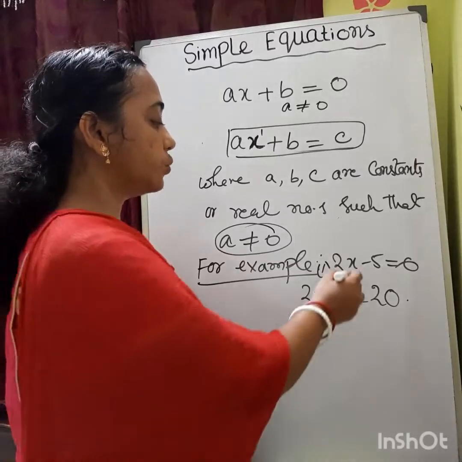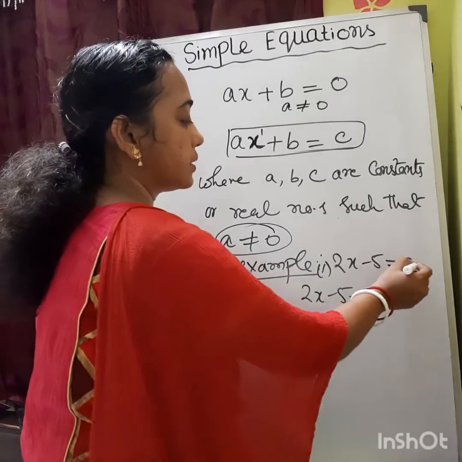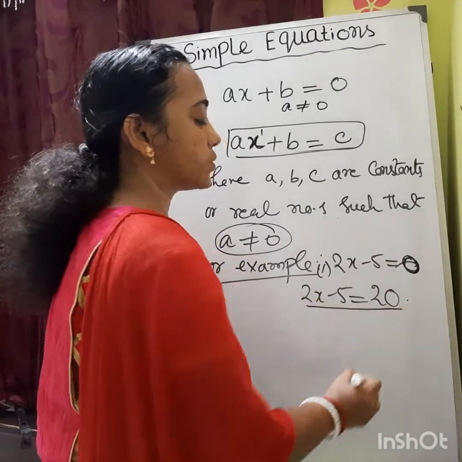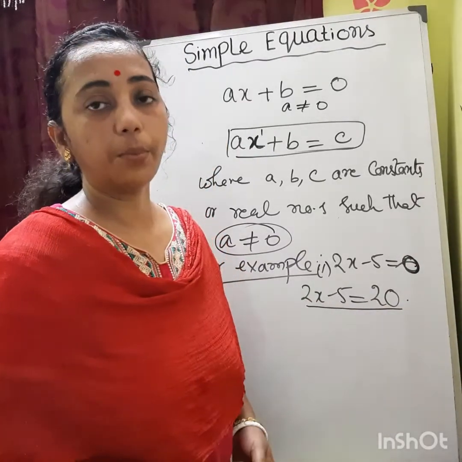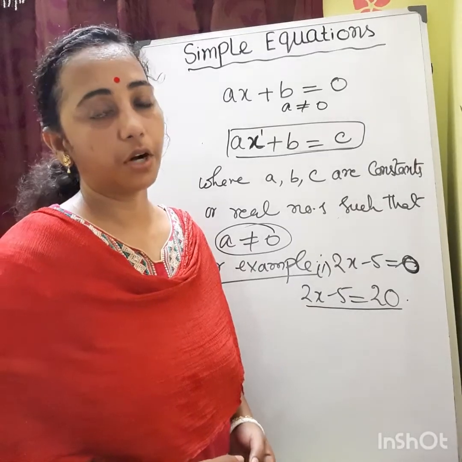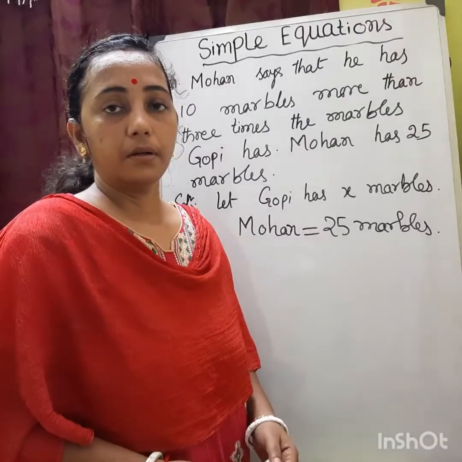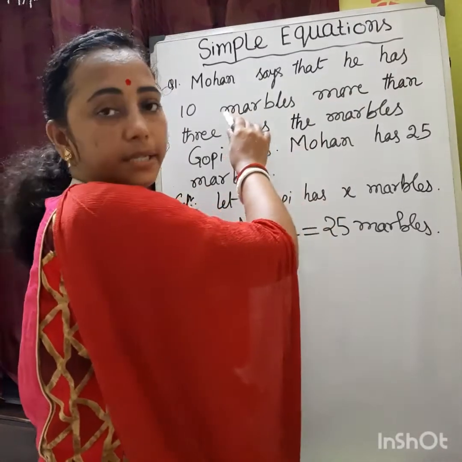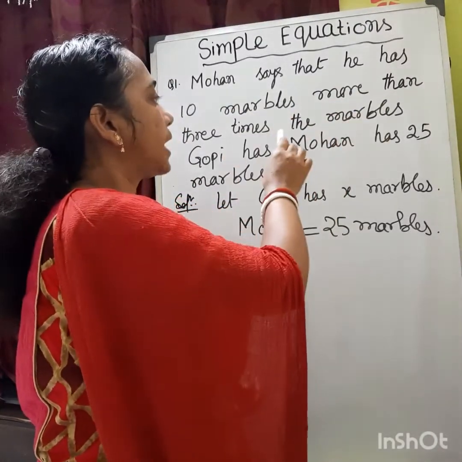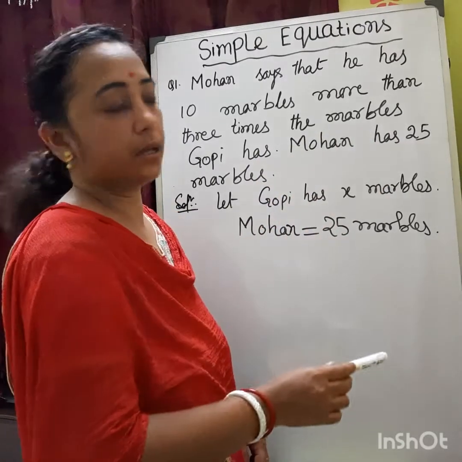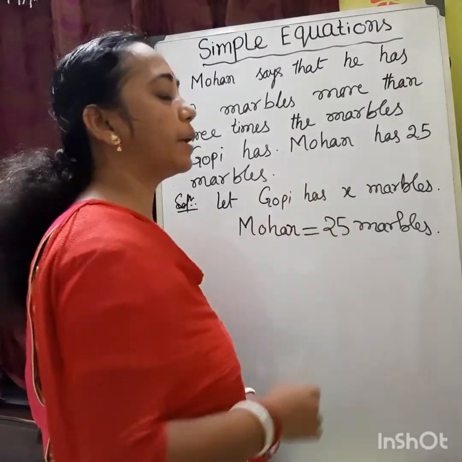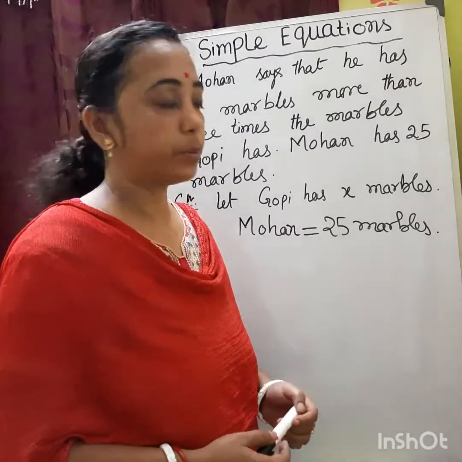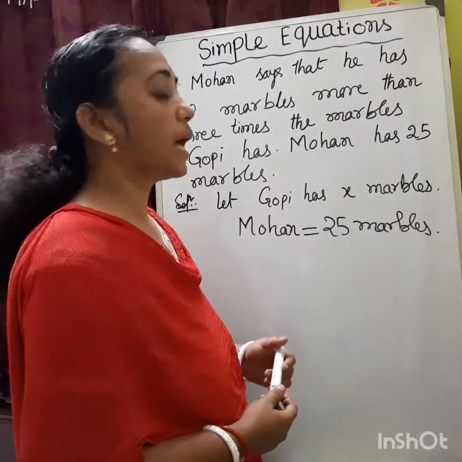So for example, 2x minus 5 equal to 0 is a linear equation in one variable. Similarly, 2x minus 5 equal to 20 is an example of a linear equation in one variable. Now let us consider one example. Mohan says that he has 10 marbles more than 3 times the marbles Gopi has. Also, Mohan has 25 marbles.